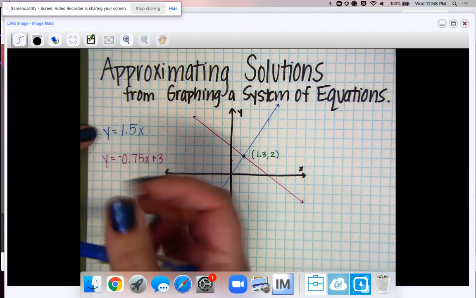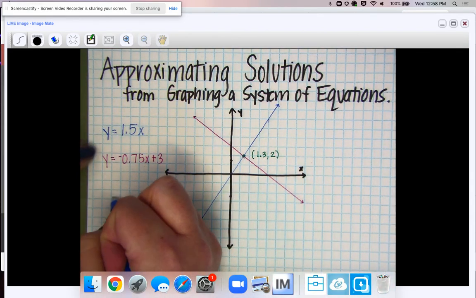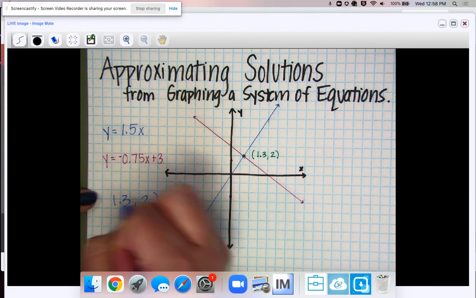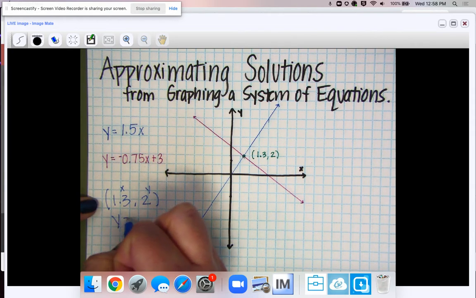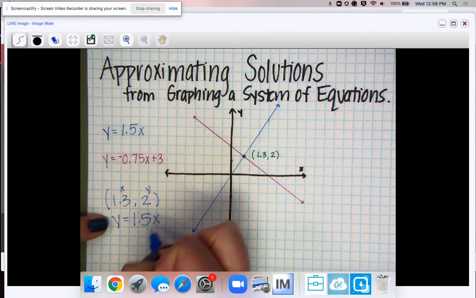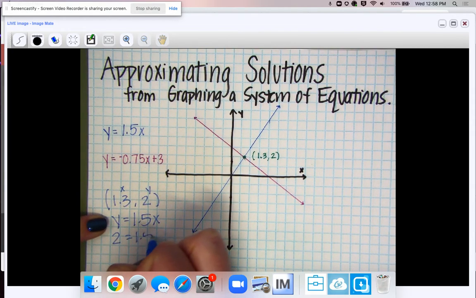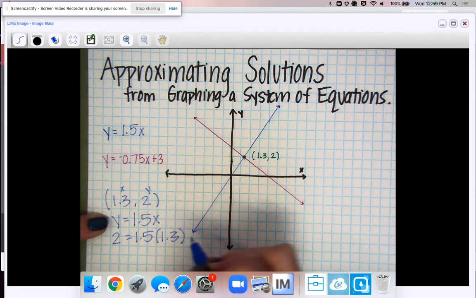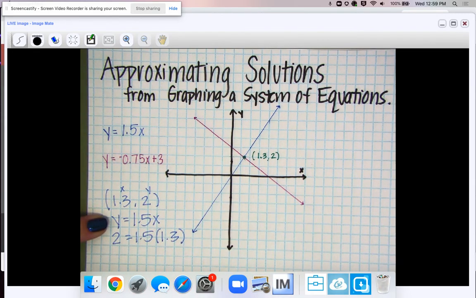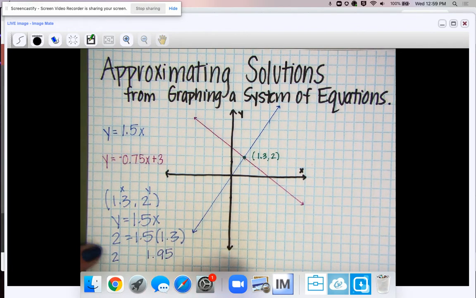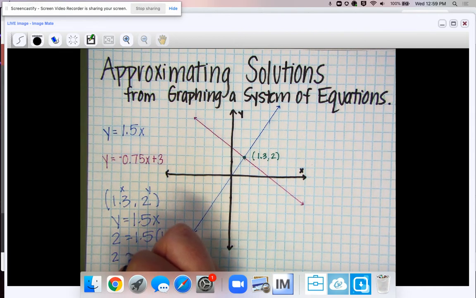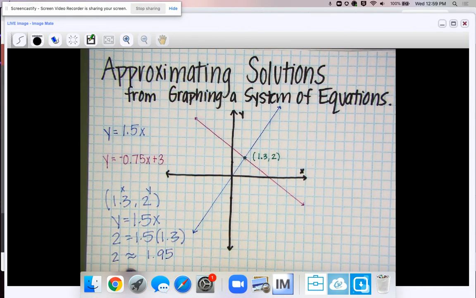So I'm going to take the point 1.3, 2 and plug in 1.3 for x and 2 for y. And I'm going to do that for each equation. So I'll plug in a 2 for y, and I'll plug in 1.3 for x. I'll use my calculator and multiply 1.5 times 1.3, and I get 1.95. And then on this side, I have 2. So when I look at that, they're close, but they're not exactly equal.